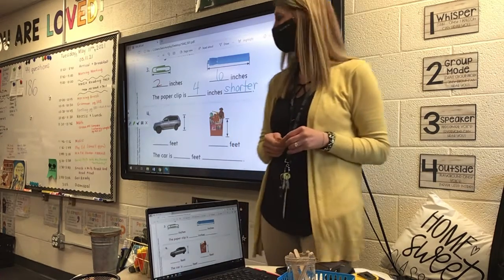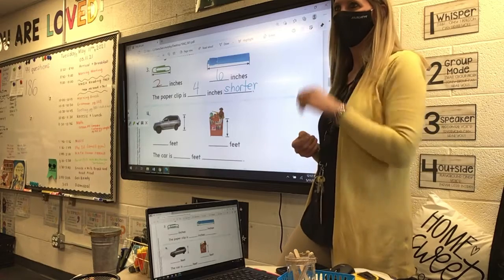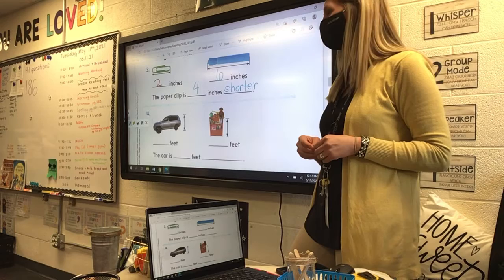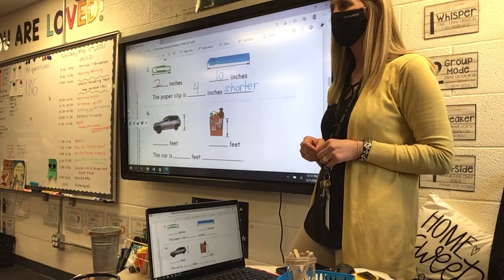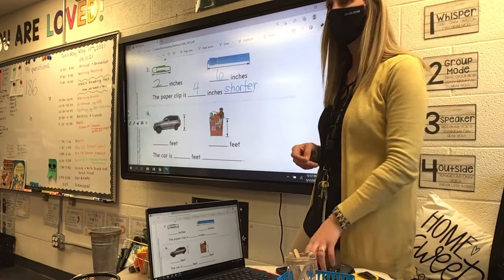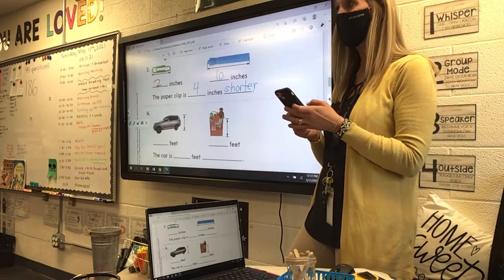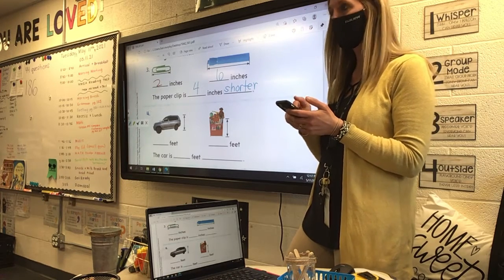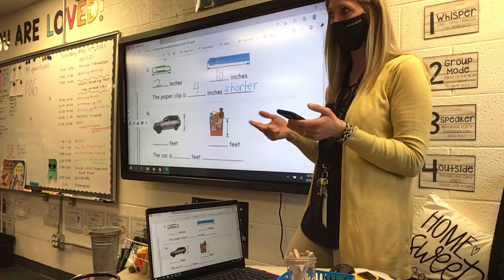Are we actually measuring the car? Okay. Can we go measure yours? We are not going to go out to the parking lot because it's kind of dangerous. Darn it. But I did look it up, the average car, because cars and trucks could be different. But I looked it up to see what the average car is.